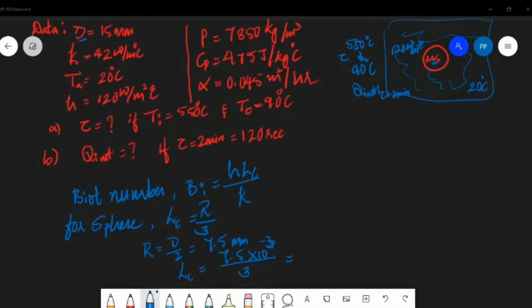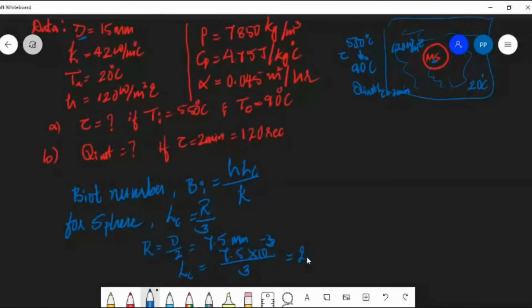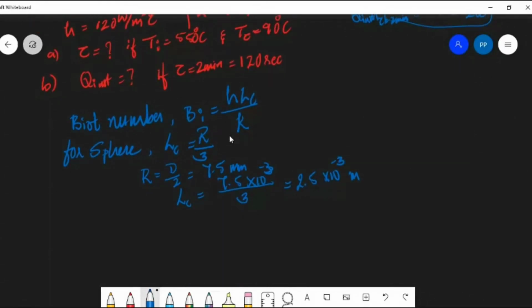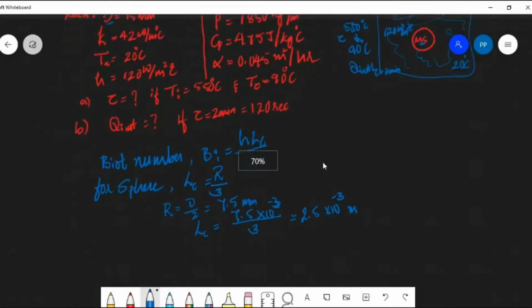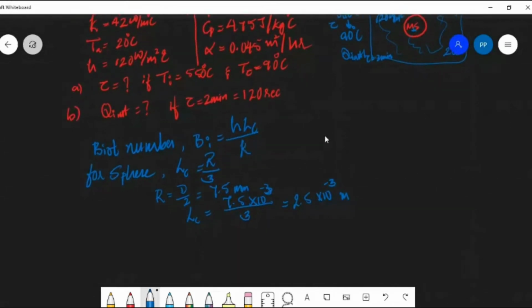Okay, it's 2.5 into 10 to the power of minus 3 meters. So this is the characteristic length. Now let us substitute that and find out the Biot number. We know K, we know h. So let us substitute this and find out the Biot number.